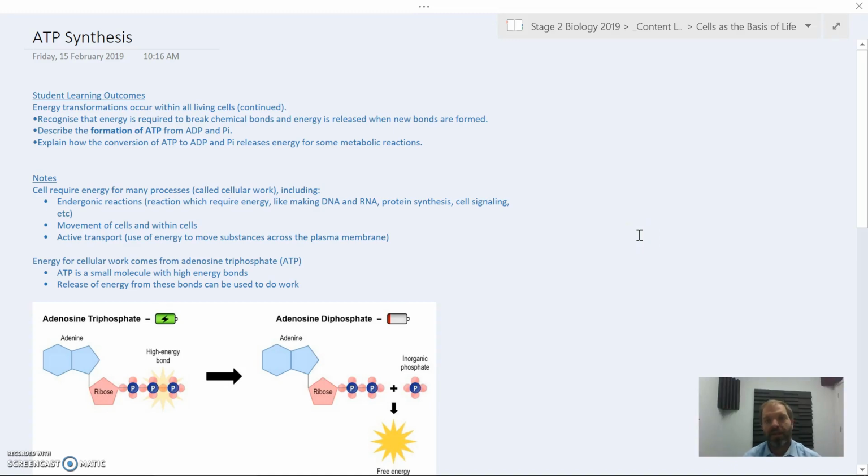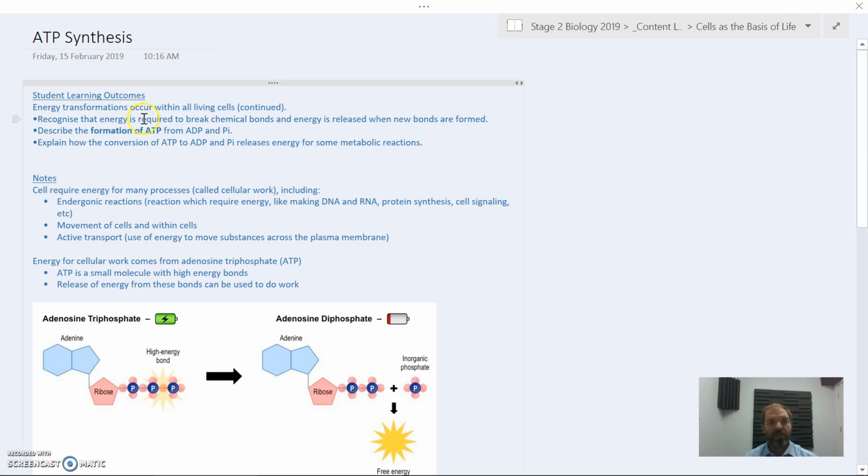This video is on ATP synthesis and the ATP cycle and is part of the cells as the basis of life topic. Continuing our theme of looking at energy in cells, ATP is really the key molecule here when we're looking at storing and transferring of energy around the cell.